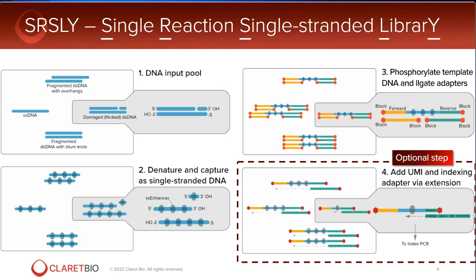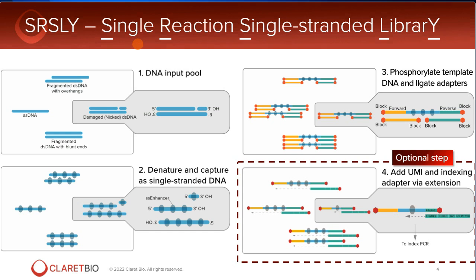During this initial heat denaturation, a single-stranded enhancer protein is added to maintain single-strandedness of the DNA through the ligation, as well as to prevent secondary and tertiary products of the DNA reannealing to itself from forming. Then after the initial denaturation, the template DNA, or the input DNA pool, goes through the quote-unquote single reaction of SRSLY, and that is shown in step 3.